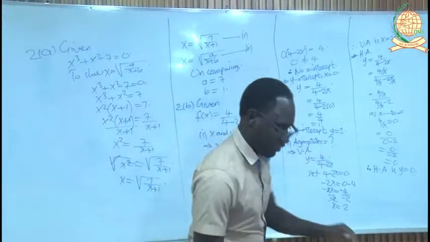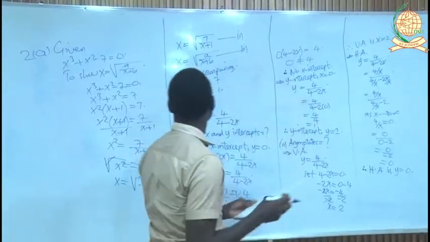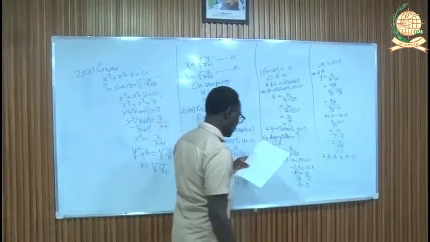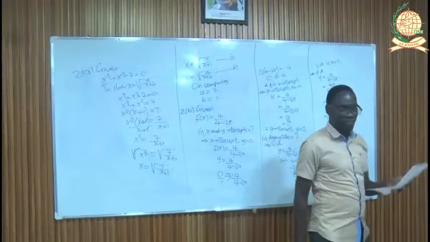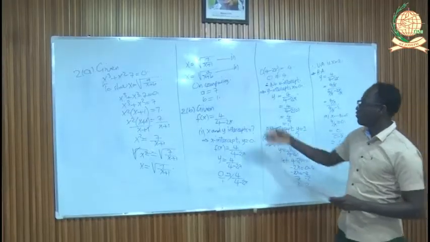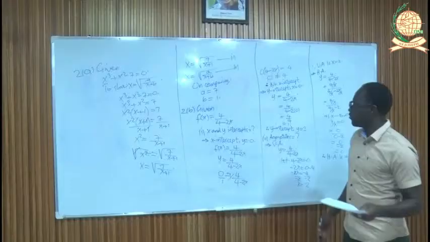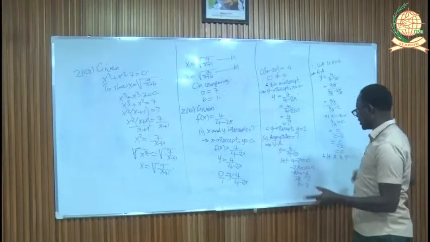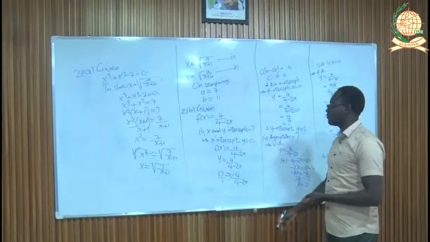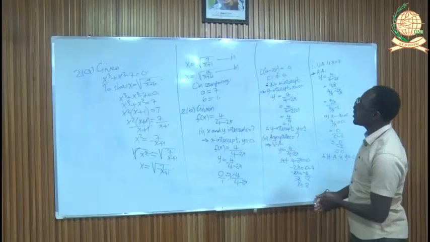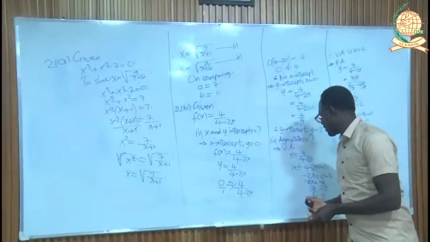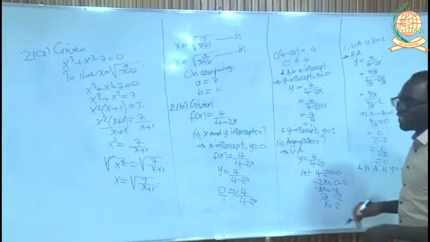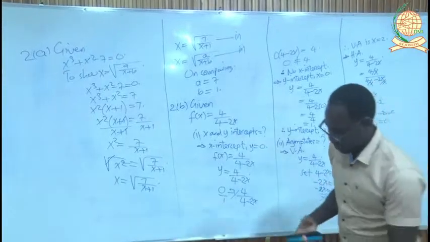Okay, that is question number 2b, Roman 2. Question number 2b, Roman 3, we are asked to sketch the graph of the given function f of x is equal to 4 over 4 minus 2x. Now to sketch the graph, we use the information above: the x-intercept, y-intercept, vertical asymptote, and the horizontal asymptote.